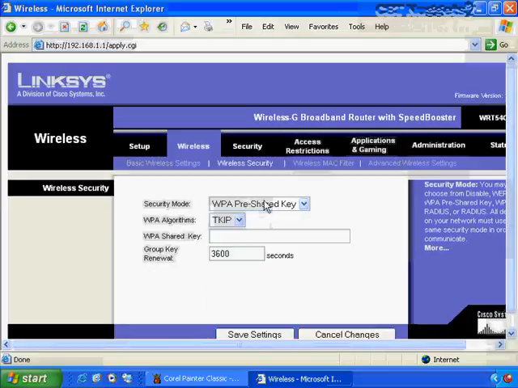Another thing you can do, and this is something that I favor, is the Wi-Fi Protected Access pre-shared key using TKIP, and you can also use AES, which is a very advanced encryption standard. But TKIP is Temporal Key Integrity Protocol, and you just enter in the shared key here.